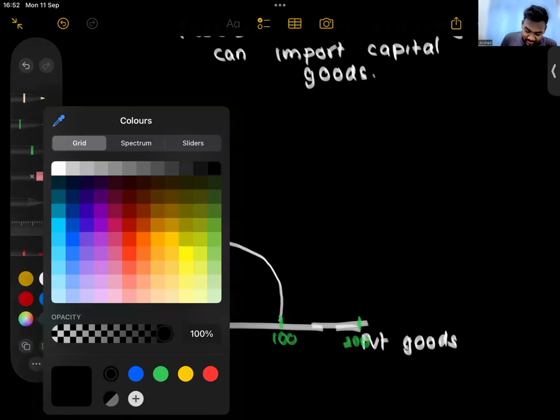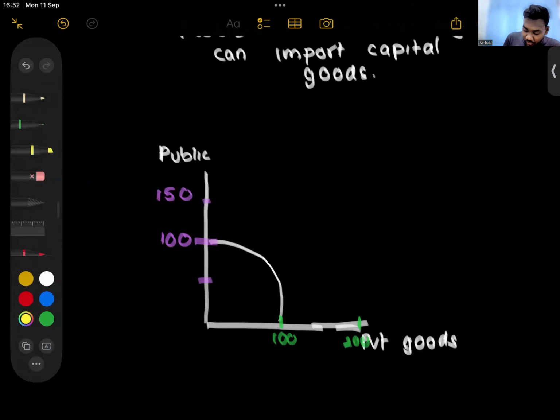Let me show this to you in yellow. It will go from here to there. Not the nicest PPC, no? So it's going to have a huge amount of growth in the private sector. Public sector grows by 50%. Private sector grows by 100%. So you can show a diagram like this.